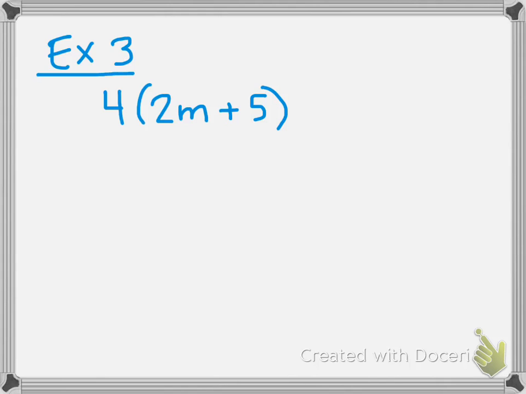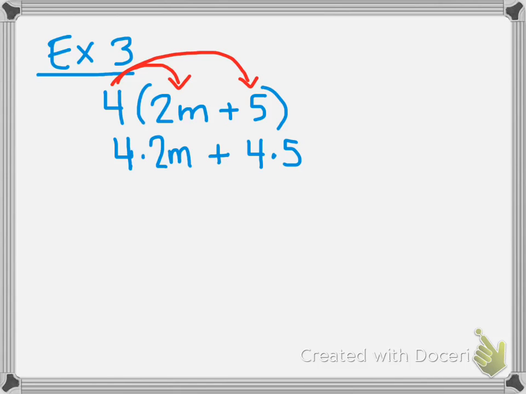Okay, on examples 3 and 4, I'm going to show you the way that you learned it in 7th grade. For distributive property, if there's a number outside the parentheses, you take that number and multiply it to everything inside the parentheses. So we have 4 times 2m plus 4 times 5. Then we multiply that out. 4 times 2m, 4 times 2 is 8, and there's an m, plus 4 times 5 is 20.